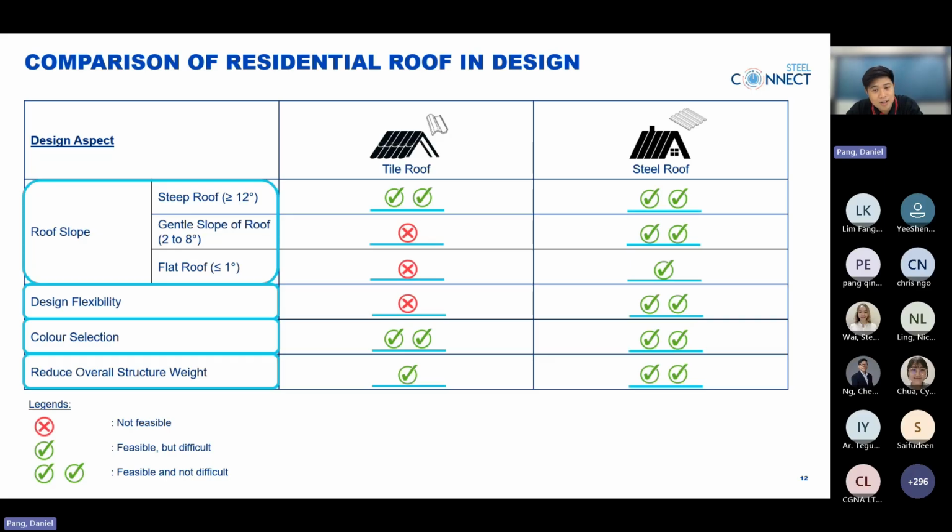So on the next category, tile roof has minimal design flexibility, whereas steel roof can cater for multiple types of slope, hence unlocking more design flexibility. Both offer color selection of your choice. And lastly, on the overall structural weight, tile roof is heavier than steel roof. This is an important factor which I will dive deeper into later.